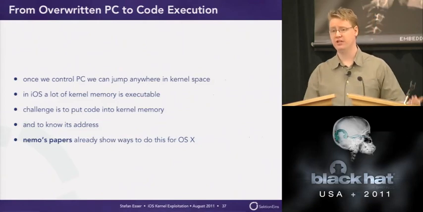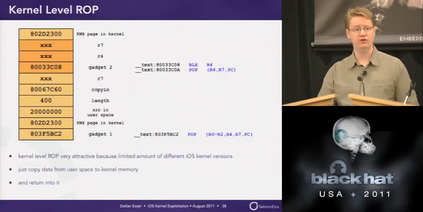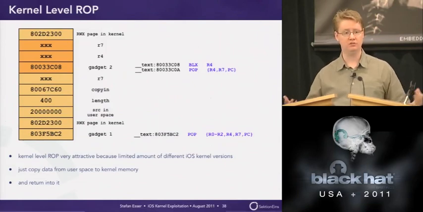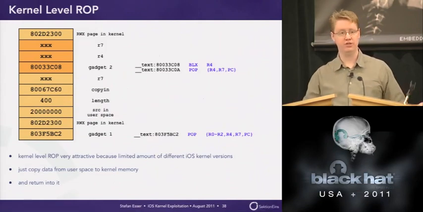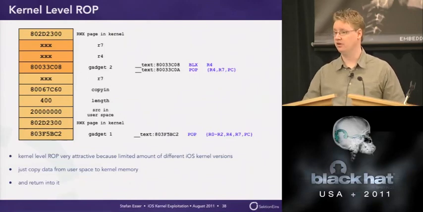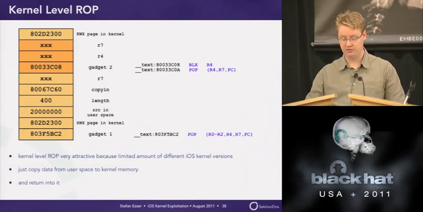Okay, what else can you do? The next thing is we can return into the kernel itself and use kernel-level return-oriented programming. And because there is no NX protection inside the kernel, your ROP payload is very short. You just jump to copy some memory from user space into kernel space, and then you just return into that copied memory. Of course, it only works if you know the address in user space. But usually when you have a kernel exploit, you can map memory somewhere, and yeah.